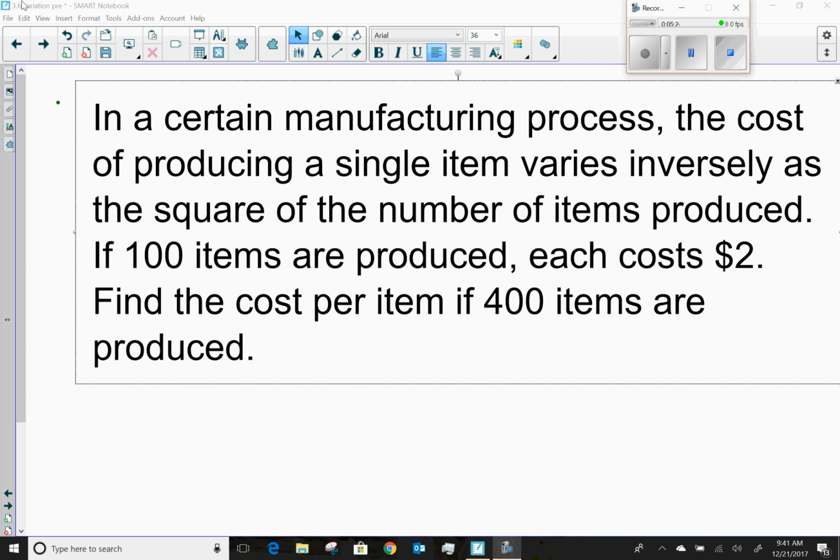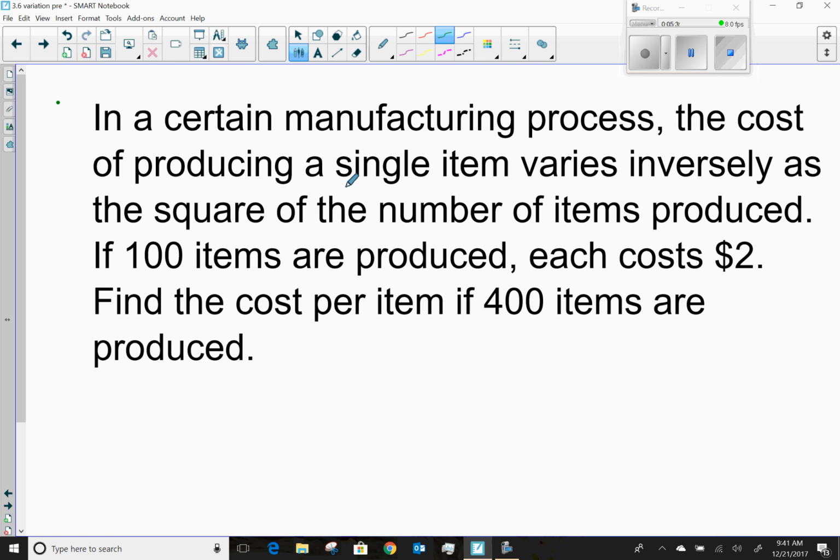There does come a certain point where if you make too many items, then the cost actually increases, and we'll talk about that more in calculus. But we're just looking at this inverse relationship here between the cost of a single item and the number of items produced. The first sentence in all these word problems is pretty much how you can write your equation.